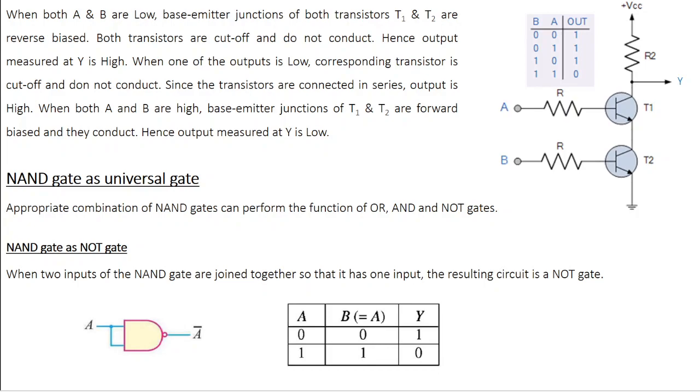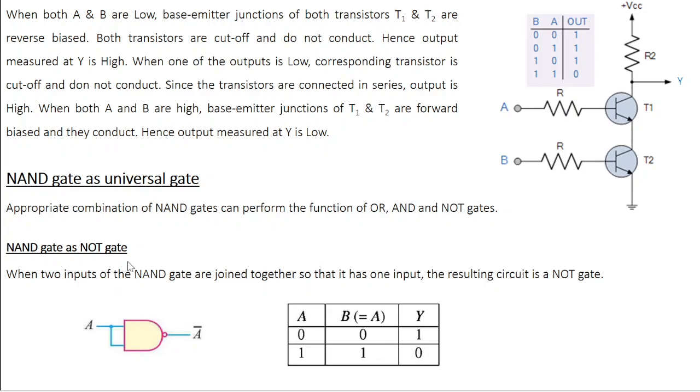Now NAND gate is also known as a universal gate because an appropriate combination of NAND gates can perform the functions of OR gate, AND gate and NOT gate. Okay. So let's see how this is achieved.